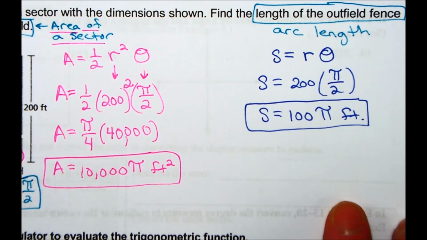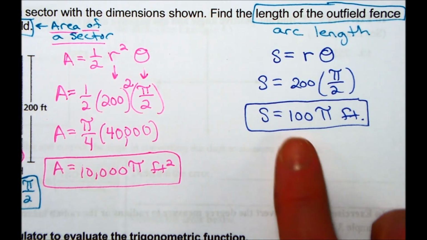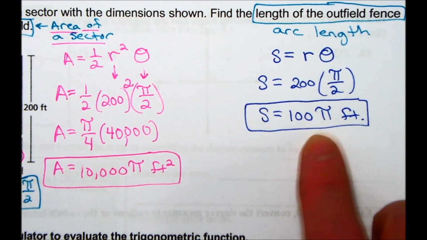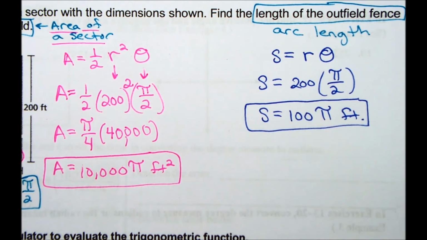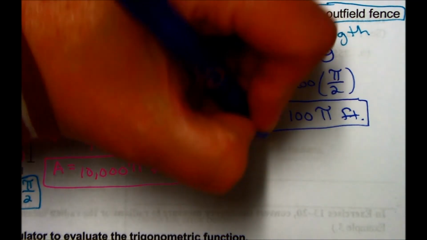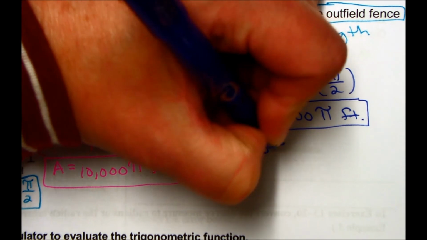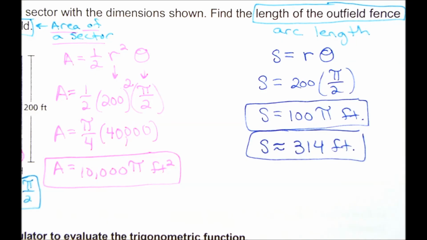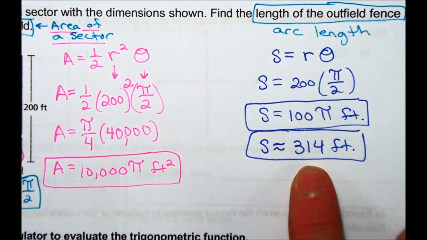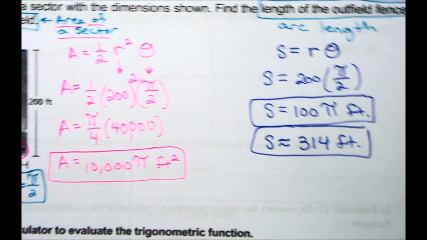If you were asked to write this in standard form rather than in terms of pi, you would then want to multiply the 100 times pi. And so if we think of pi being 3.14, 3.14 times 100 would be approximately 314 feet. So that's if you want to write it in standard form rather than in terms of pi.